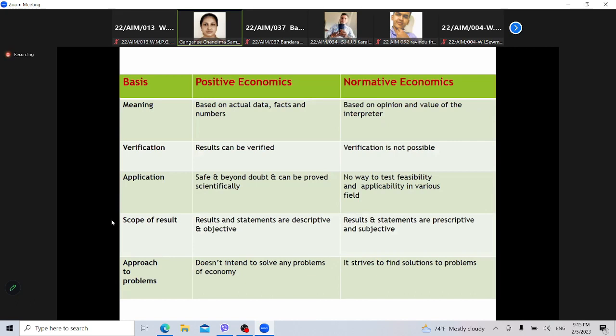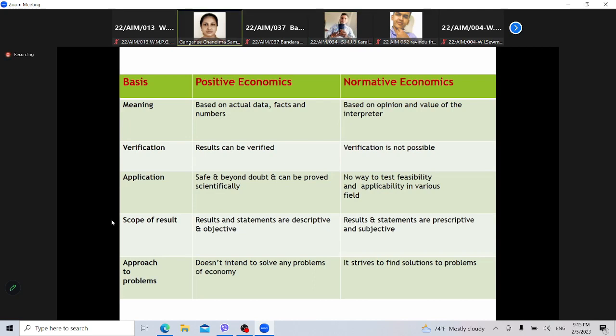Here you can see clearly the meaning. Positive economics is based on actual data, facts, numbers, because we have the theory. But normative economics is based on opinion, values of the interpreter. Okay, because we trust the people who are answering, who are giving ideas. We have to trust the people's opinion in normative economics.